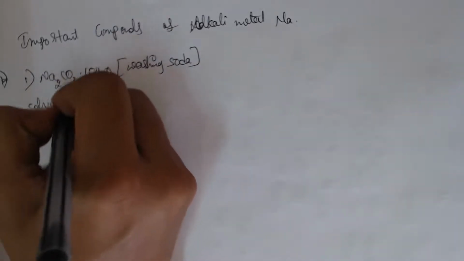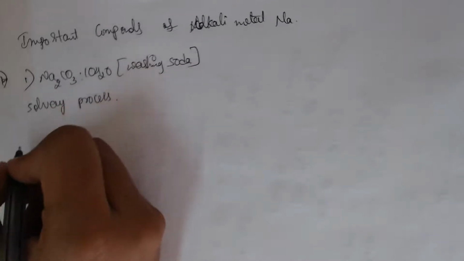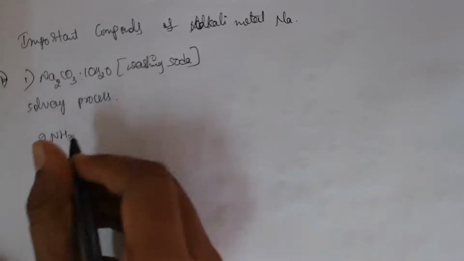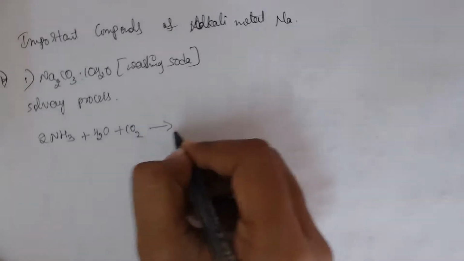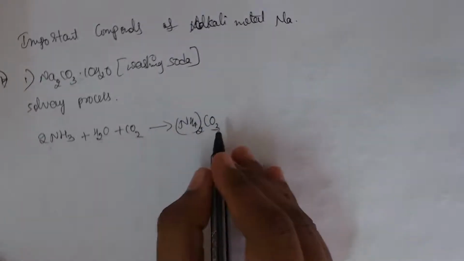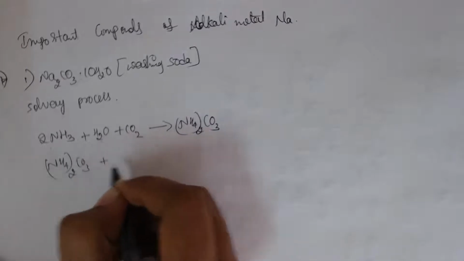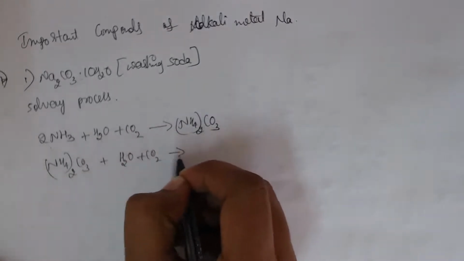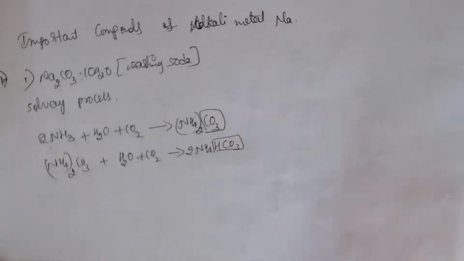Sodium carbonate is manufactured by the Solvay process. In this Solvay process, students, first we mix NH3 with H2O and CO2. Then we get ammonium carbonate. First, the ammonia is mixed with carbon dioxide and water, then it forms ammonium carbonate. This ammonium carbonate again reacts with excess water and CO2 to give ammonium bicarbonate. So this is carbonate, this is bicarbonate.